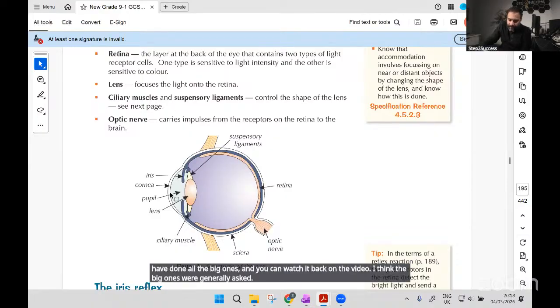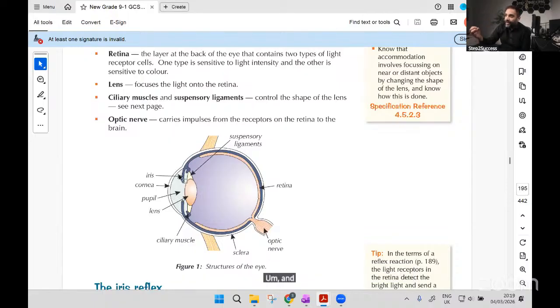So the pupil can get bigger or smaller, and it does so to allow more or less light in. It is an example of a reflex, just going back to the things I was doing before. A reflex is a fast automatic response to something. So if someone shines a bright light into your eye, your pupil automatically gets smaller. Similarly, when it's dark, it automatically gets bigger because it's trying to let more light in.